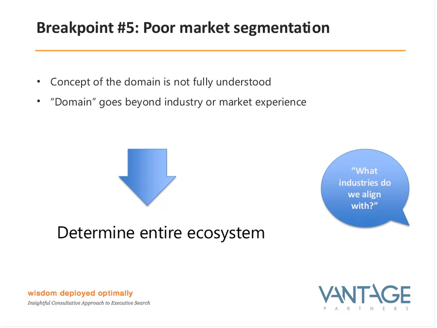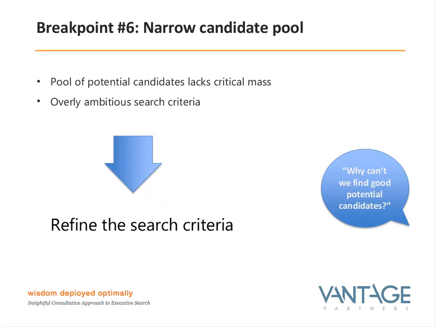Where this breaks down is when your ecosystem won't support the desired selection of talent. So it's advisable to ID multiple points of interest to ensure broad market coverage. This is a great segue to breakpoint number 6, which is the candidate pool lacks critical mass.